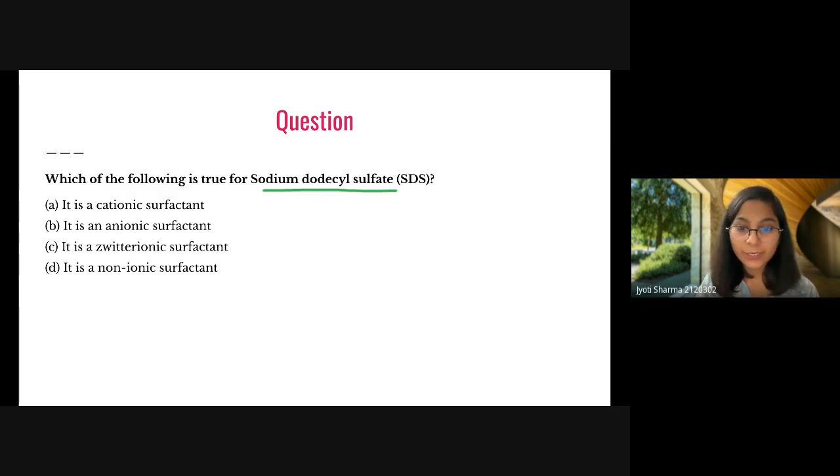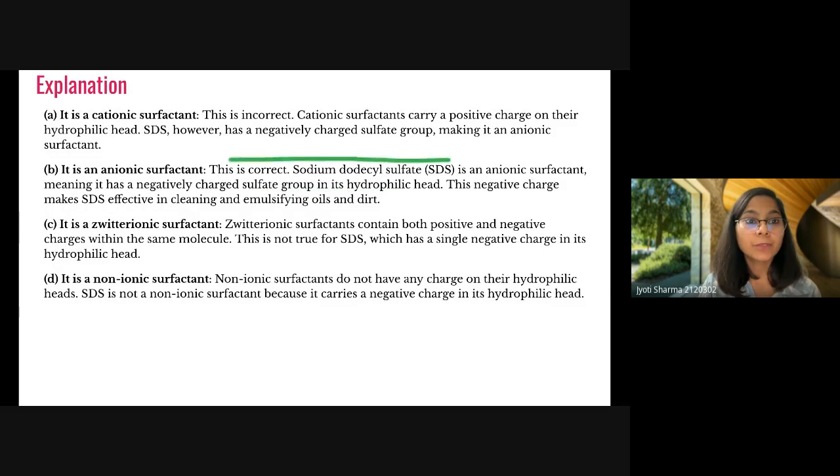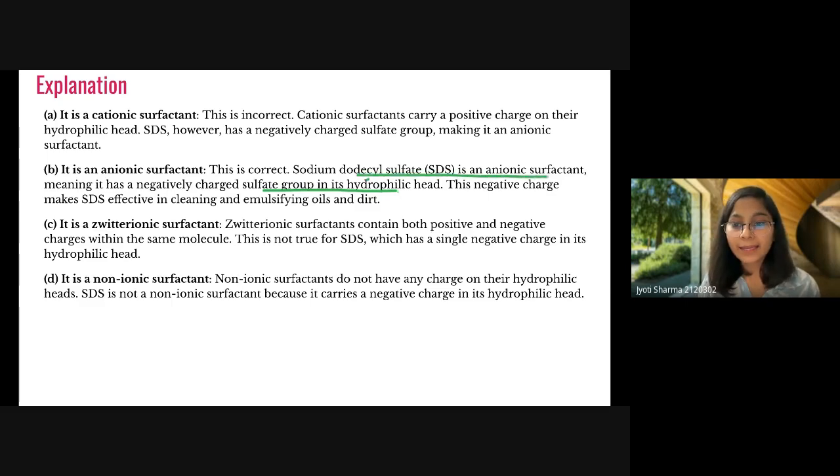So let me tell you the answer for this quickly. So this is the anionic surfactant, and let me tell you about this. Sodium dodecyl sulfate is an anionic surfactant, meaning it has a negatively charged sulfate group in its hydrophilic head. So that's why this is anionic, and this negative charge makes SDS effective in cleaning and emulsifying oil and dirt. So that's why this B answer is the right one.